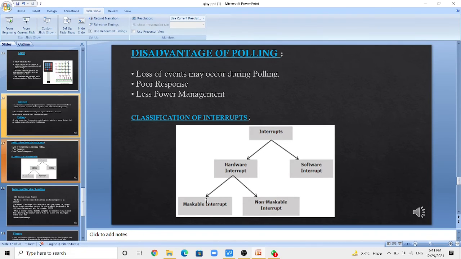For a maskable interrupt, the processor has the capability to stop that interrupt, or not give permission to allow that interrupt. And for a non-maskable interrupt, when it occurs, the processor cannot stop that interrupt. It always allows it, as it has higher priority. And then go to next.